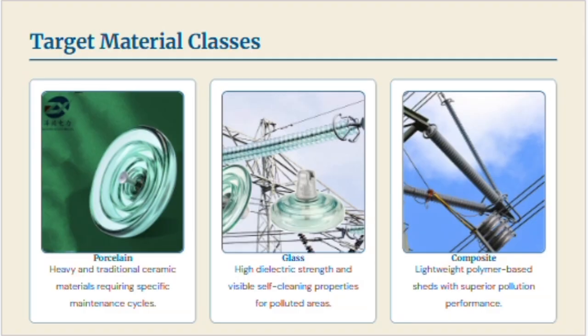Because an engineer needs to know this. Porcelain cracks, glass shatters, and composites degrade differently under pollution. Classifying the material allows utility companies to plan specific cleaning or replacement schedules, which is vital for grid reliability.